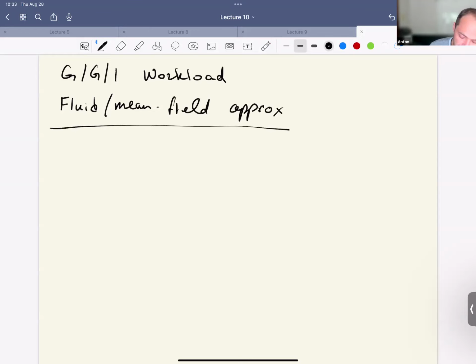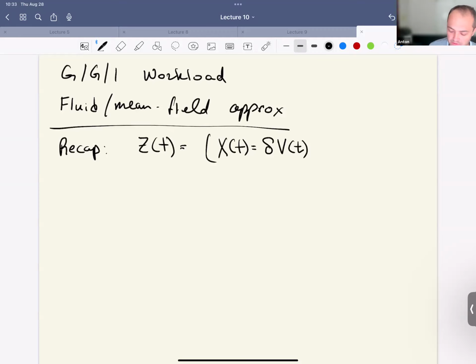Okay, so to recap, we were looking at the workload process, which I called Z of t. And Z of t, the workload, was composed of the scaled workload, sometimes called the virtual waiting time, hence the V, and the residual inter-arrival time, or the residual arrival time, where delta is 1 minus rho. Rho is the utilization, lambda times the expected service time.